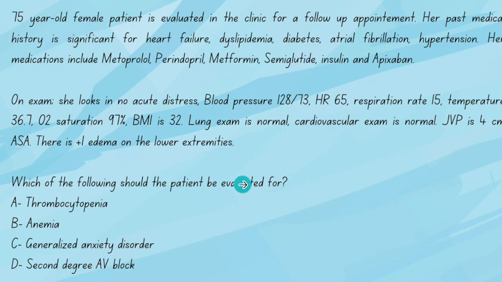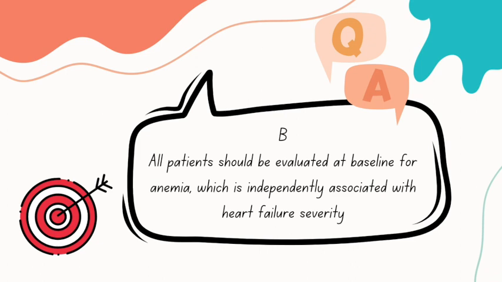So what would you evaluate her for? Thrombocytopenia, anemia, generalized anxiety disorder, second degree AV block. Okay, think about it. And the right answer is... anemia. The teaching point of this question is all patients should be evaluated at baseline for anemia, which is independently associated with heart failure severity.